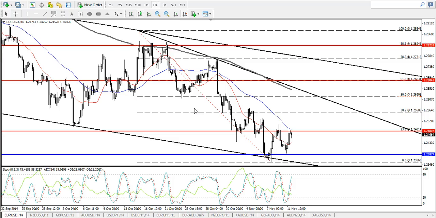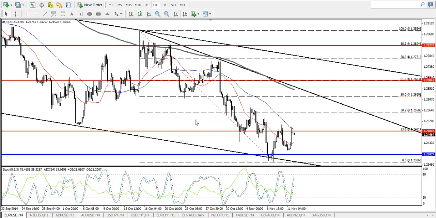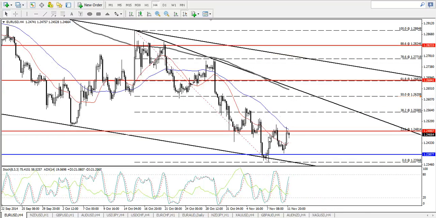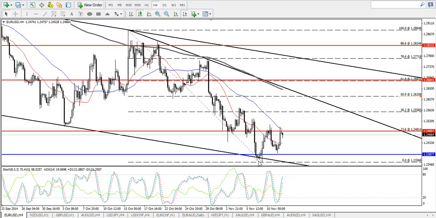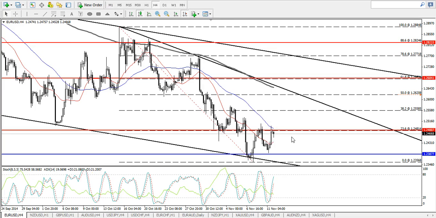Starting off with the euro against the US dollar. What we are seeing here is the 4-hourly chart. There is a major falling trend channel, as you can see, that I plotted over here. Price has touched the bottom and is starting to rebound. With a Fibonacci retracement plotted over here, price is being resisted at the retracement level of 23.6%, price of 1.2481. At the same time, it is also resisted by the 55 moving average.